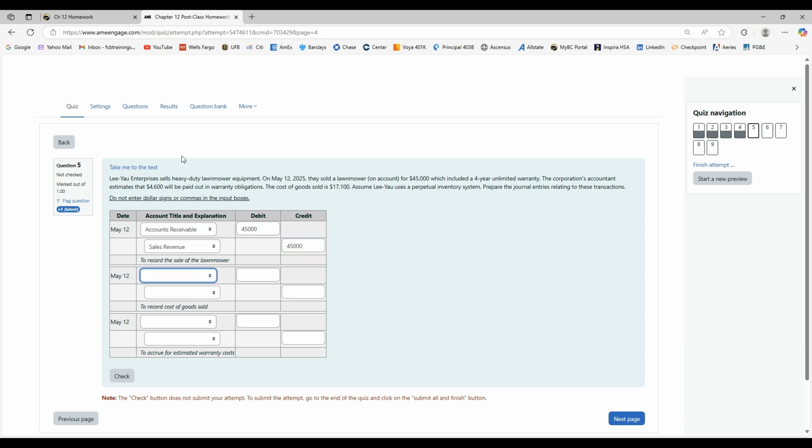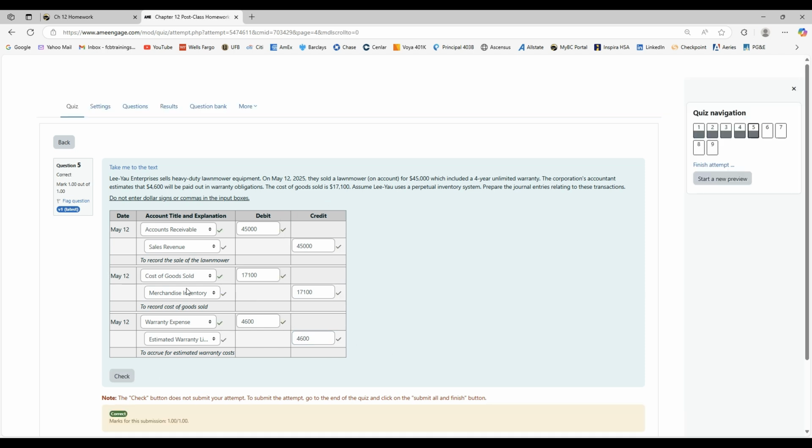Again, we got cost of goods sold and our inventory going down. Made a pretty good margin on this expensive lawnmower. And here's the part where we need to think about the warranty obligation then. What we do is we essentially record warranty expense right when we sell the thing, and then we say estimated warranty liability, and it's got 4,600, is what we calculated.